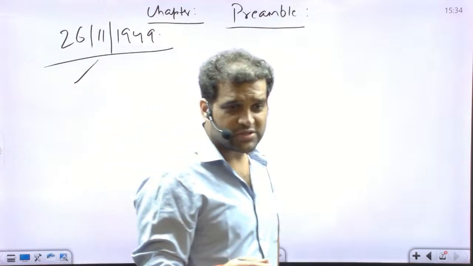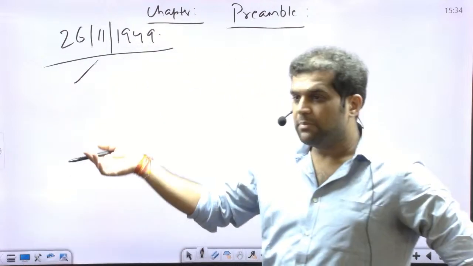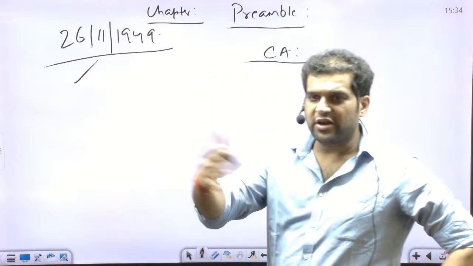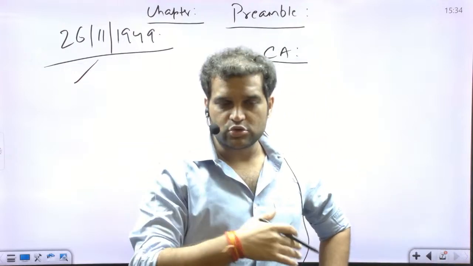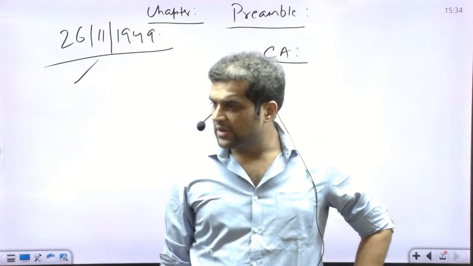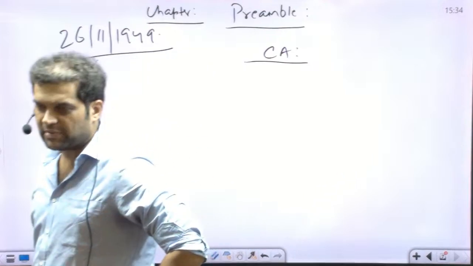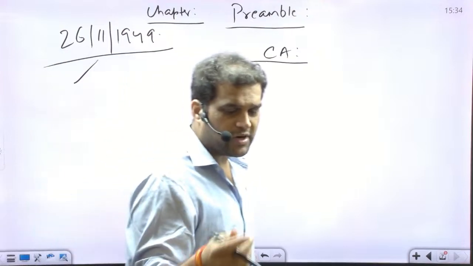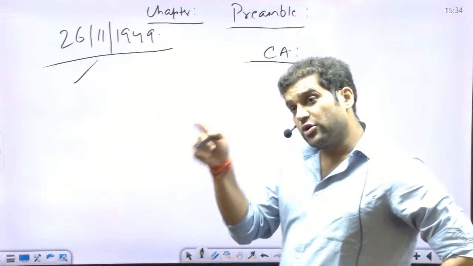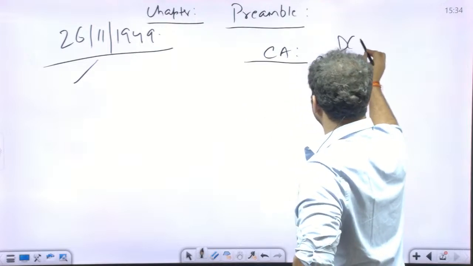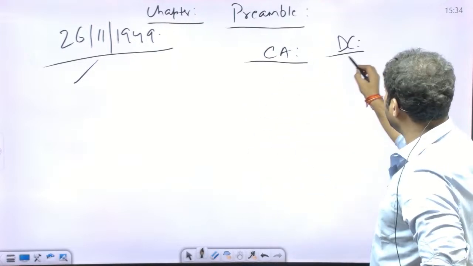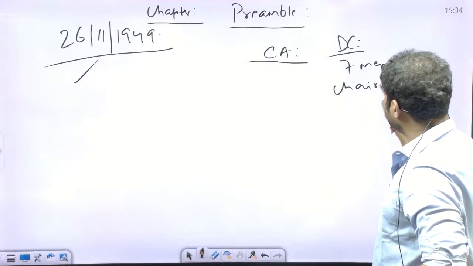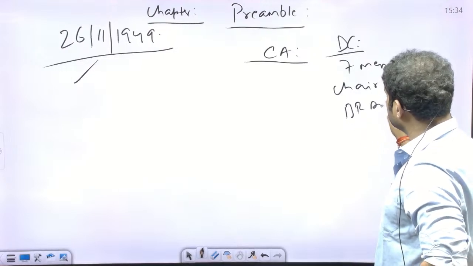The drafting committee was one of the many such committees made by the Constituent Assembly under the chairmanship of many great people like Rajendra Prasad, Jawaharlal Nehru, J.B. Kriplani, Dr. Ambedkar, and so on. Many committees and subcommittees were formed under these personalities. The most important committee was the drafting committee. Drafting committee had 7 members, and the chairman of this committee was Dr. B.R. Ambedkar. Yes or no?